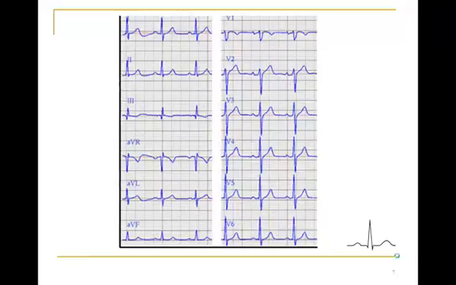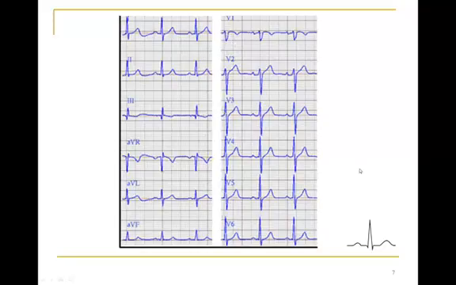I want to show you a normal 12-lead EKG. Look at your chest leads, V1 through V6. It is perfectly normal to see what you see here. In V1 and V2, you'll see it's predominantly an S wave. As you move to V6, you'll end up with a predominant R wave.